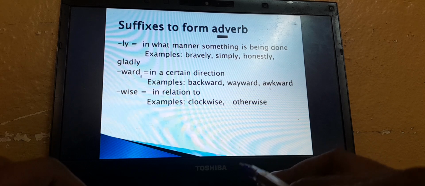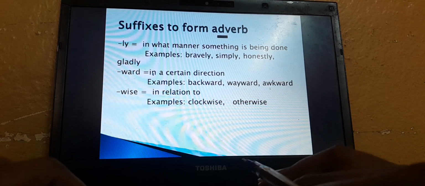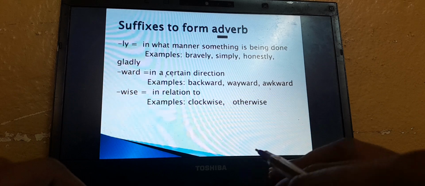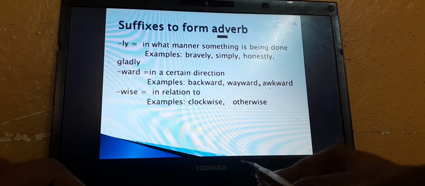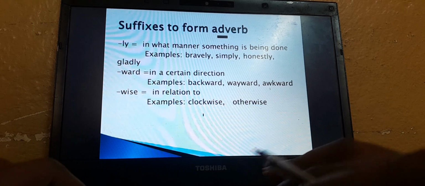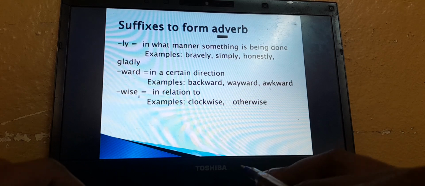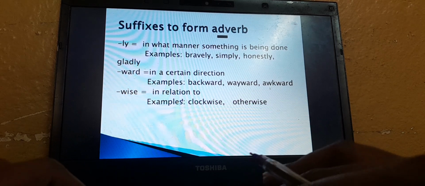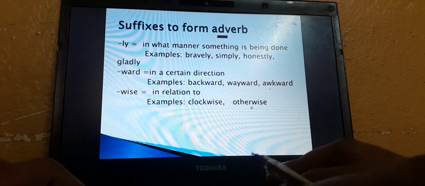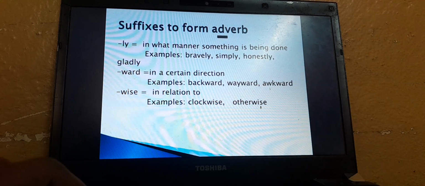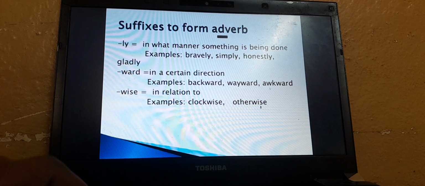Okay, ward, this is the suffix. In a certain direction. Ward means in a certain direction. Examples: backward, wayward, and awkward. And wise is also a suffix, meaning in relation to. Examples: clockwise, otherwise. So these are some of the suffixes that can help us in order to form adverbs.